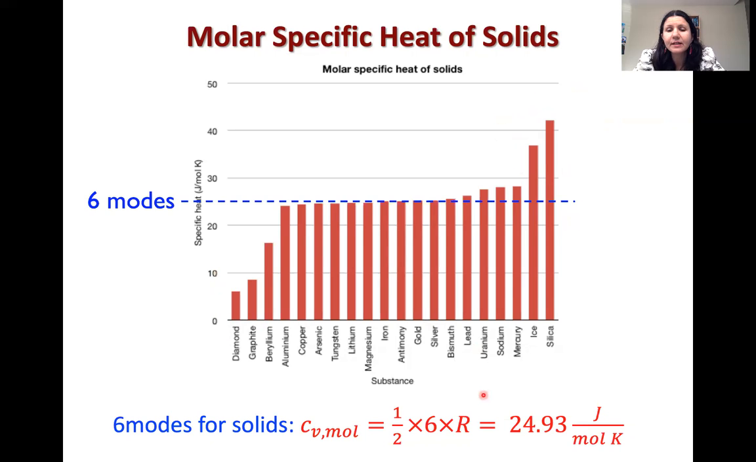So there's clearly, this model is not sufficient to describe all types of phenomena, and it's beyond the scope of the course to go into details of why these particular substances are so different, but you could see that for the majority of solids, at least, this model works pretty well.